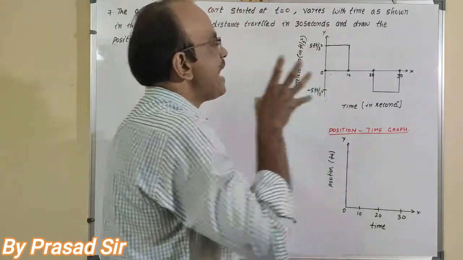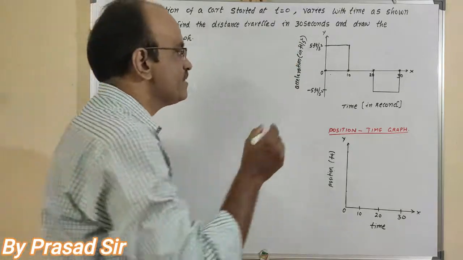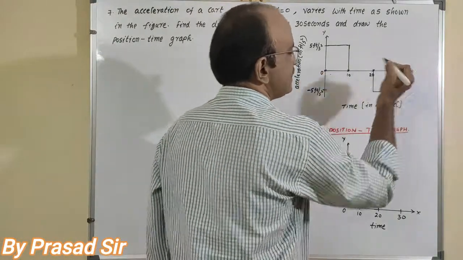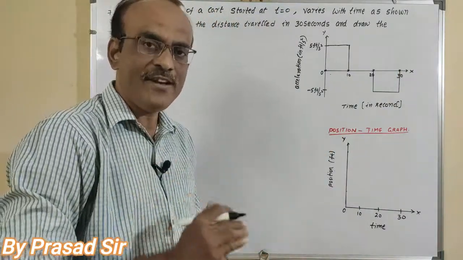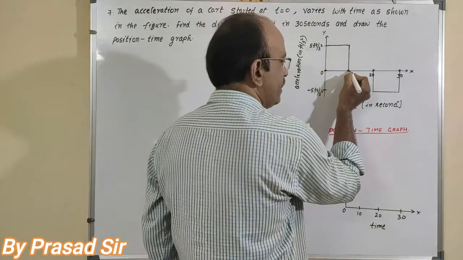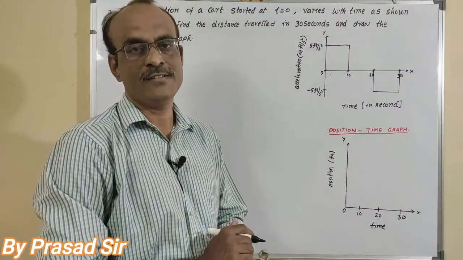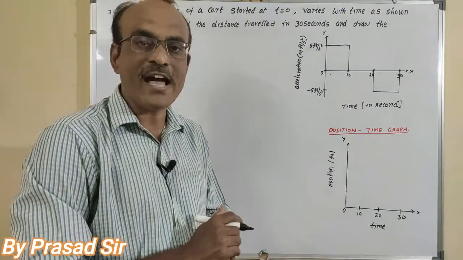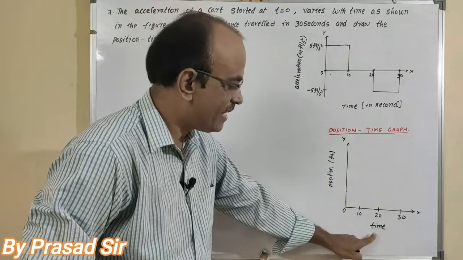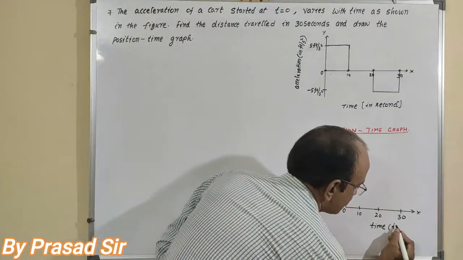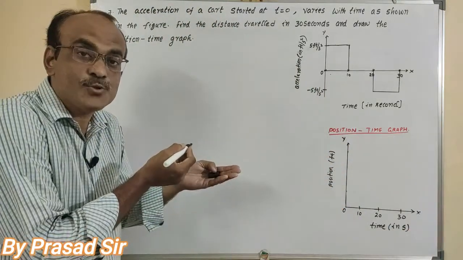So observe this one. First of all, what do we want to calculate? That is, the distance traveled in 30 seconds, meaning from 0 to 30 seconds. We will not calculate it directly. We will calculate the distance traveled from 0 to 10, 10 to 20, and 20 to 30. After adding all the distances, finally we will draw the position-time graph, position in feet and time in seconds. Now we are starting to solve the problem.